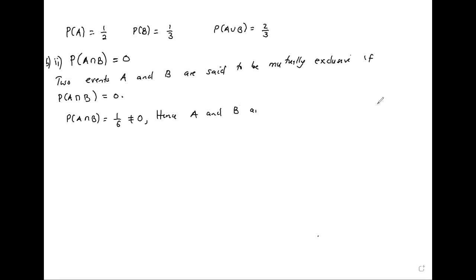So two events A and B are said to be mutually exclusive if they cannot occur at the same time, meaning if the probability of A intersection B is equal to 0. So in the case of our question, the probability of A intersection B was found to be 1/6, which is not equal to 0. Hence, A and B are not mutually exclusive.